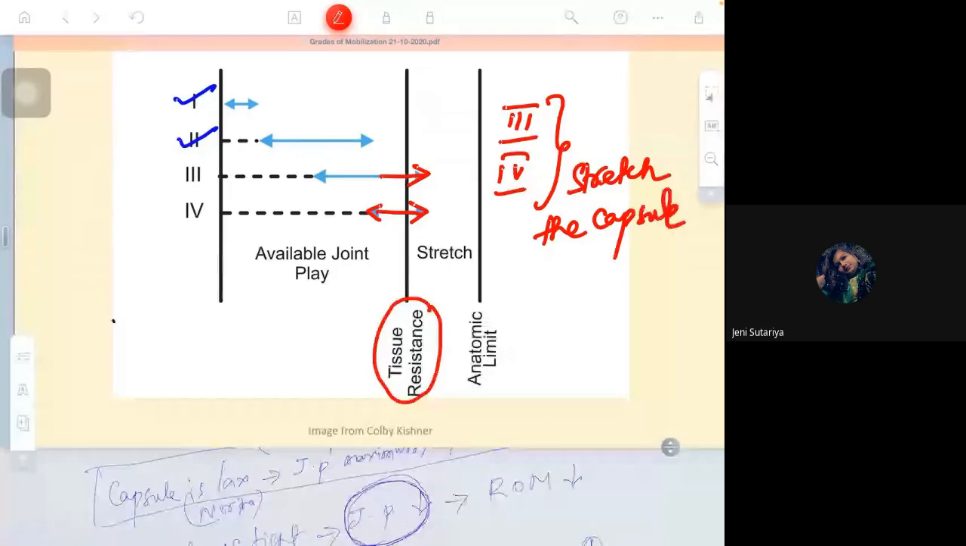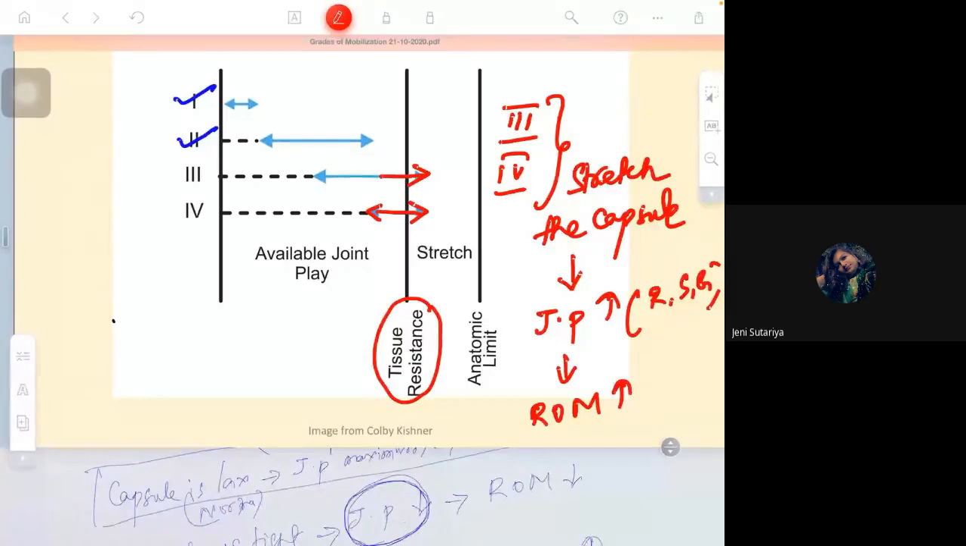What will happen if the capsule is stretched? Joint play will increase. What is joint play? Rolling, spinning, and gliding. What will happen if joint play is increased? Range of motion will increase. Are you clear? Yes, sir.